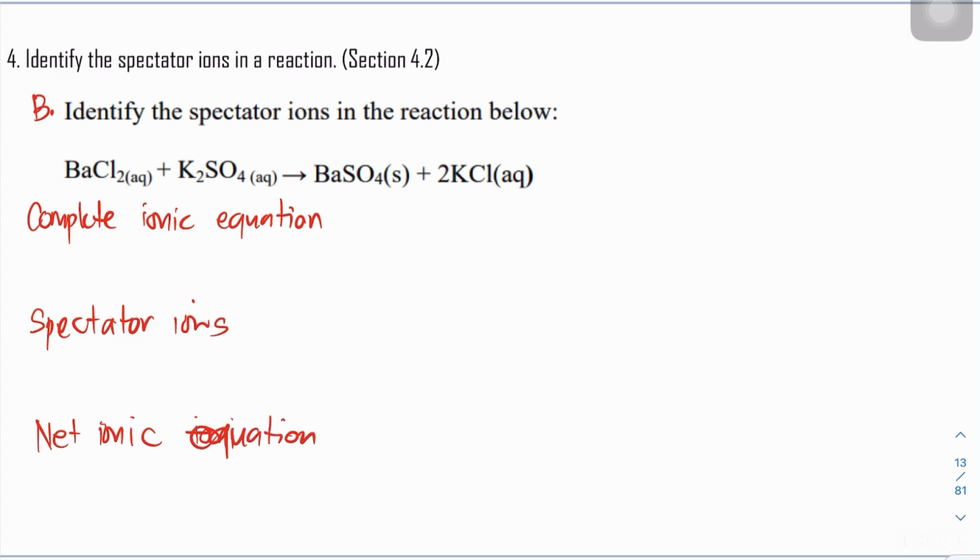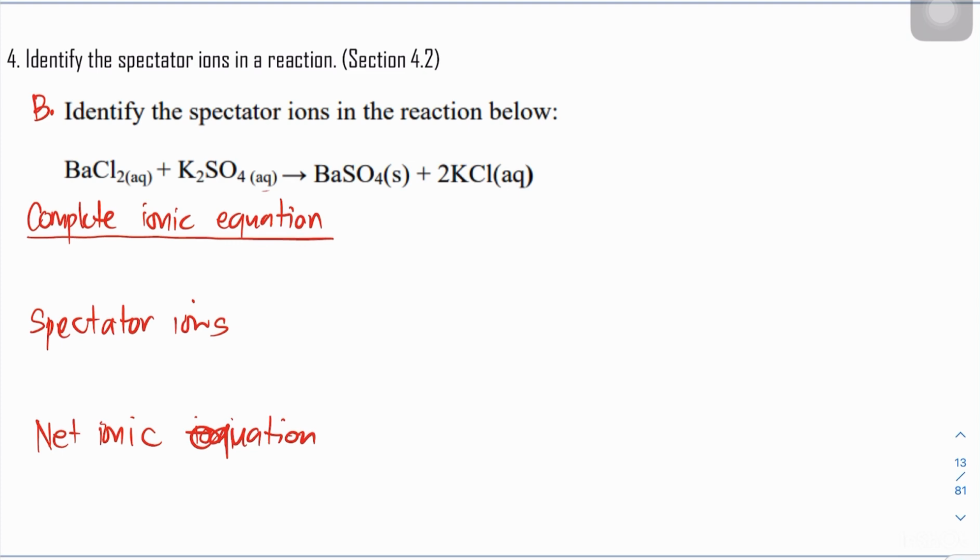As we said, all aqueous species you can break down into individual ions. So these are aqueous, aqueous, aqueous. But a solid, our precipitate, we cannot break down into ions. Also, the first step is to make sure the equation is balanced. Looking at the equation, is it balanced? Yes, it is balanced, so we can start writing the complete ionic equation.